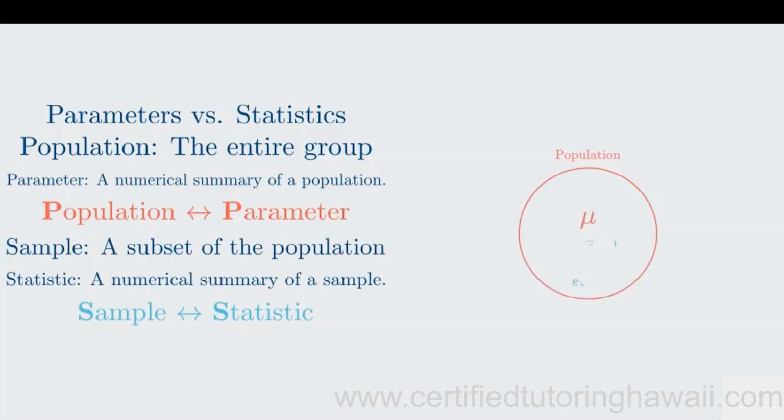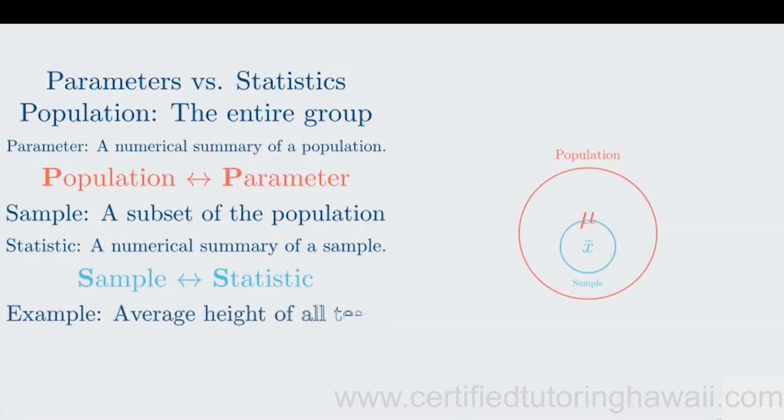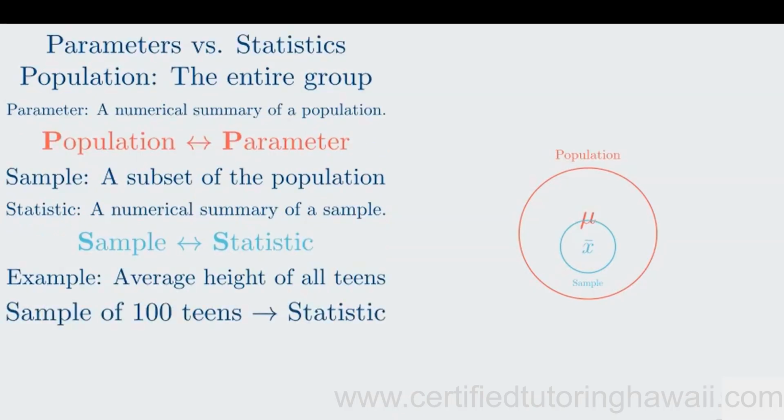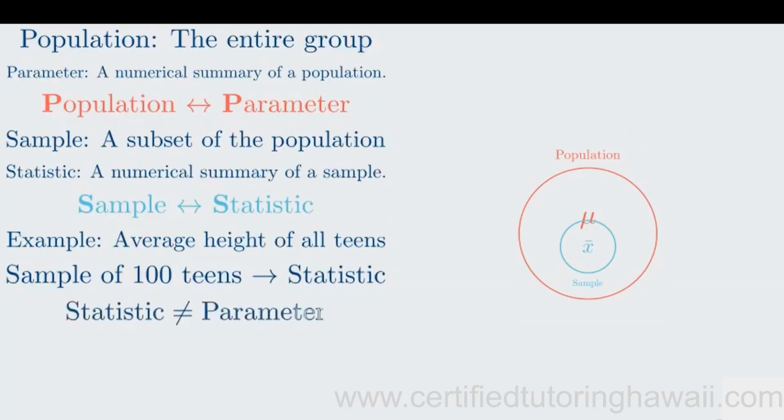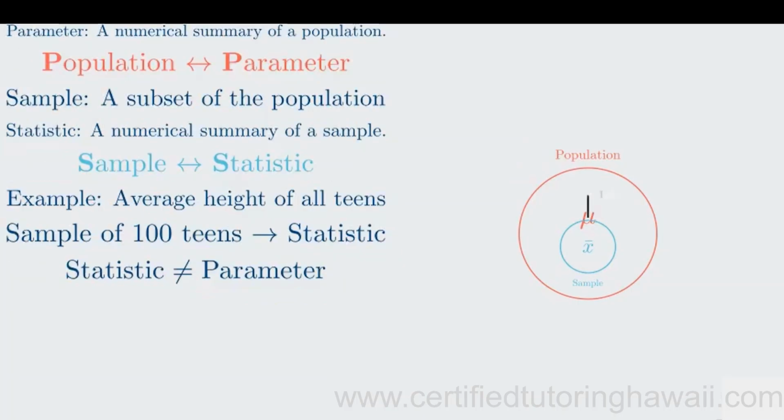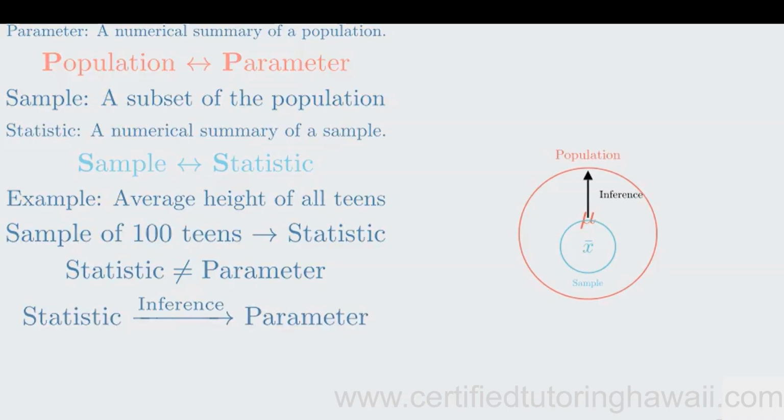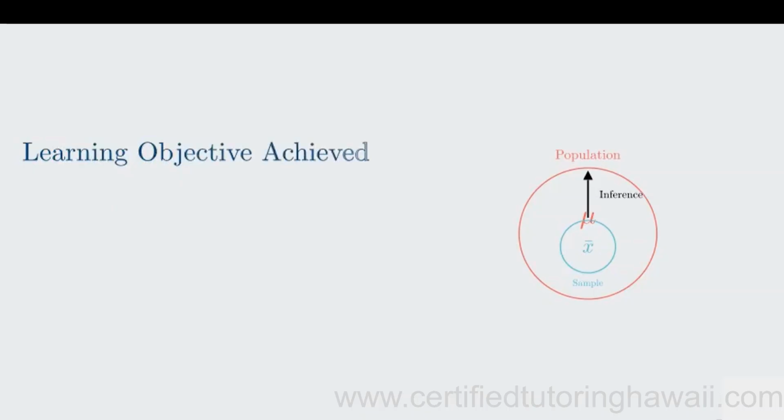Let's visualize this relationship. For example, if we want to know the average height of every teenager in the world, that average is a parameter. Since we can't measure everyone, we might measure 100 teenagers. The average height of those 100 teens is our statistic. Notice an important point. The value of a statistic is often not exactly equal to the population parameter. However, we use the statistic to make an educated guess, or an inference, about what the true parameter might be. We have now met our objective of identifying the difference between parameters and statistics.